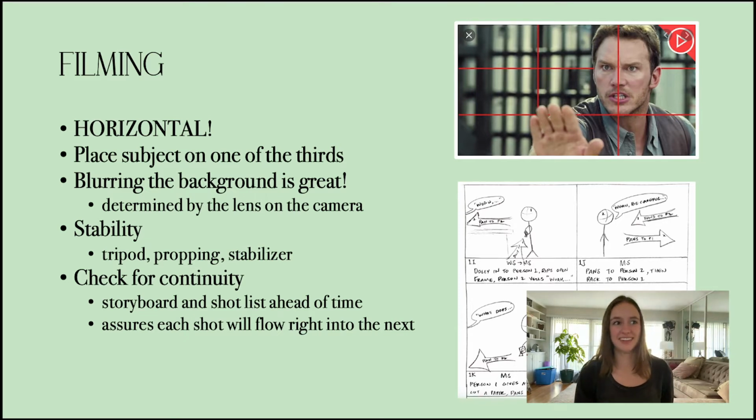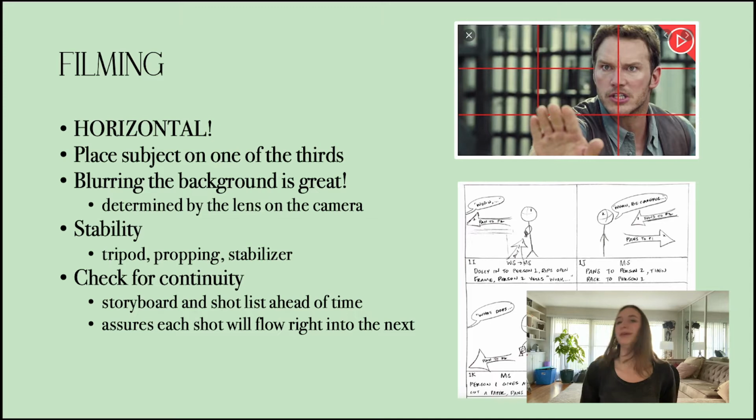Blurring the background is great, but that takes a camera with a nice lens. The different lenses on different cameras are able to produce depth of field, therefore putting one thing in focus and blurring out the background. If you have a camera that can do that, that's amazing because it allows the audience to focus on whatever is in focus and just kind of ignore the stuff in the background. And it also looks very cinematic.